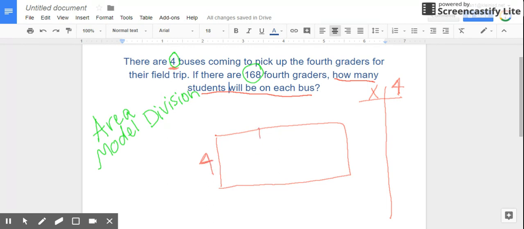If you remember from class, when I have you do the area model, I have you divide this rectangle into three parts. It's not because I have three buses, it's because I have three place values. Hundreds, tens, ones. Remember, if you're using this method, you need to leave yourself enough room for the answers that will go in between.